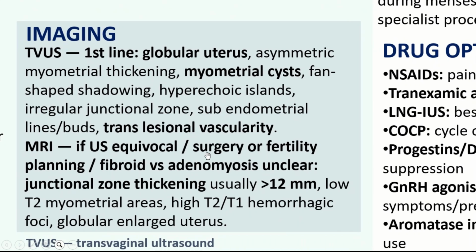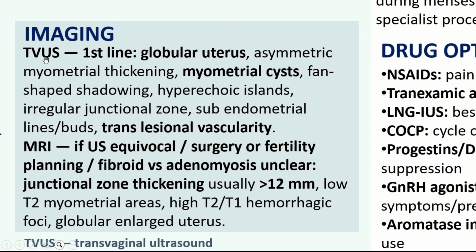When you look at the imaging, the transvaginal ultrasound is the first line, and when you do this, you're going to find a globular uterus and asymmetric myometrial thickening. So you're going to see areas of thickening of the myometrium. You're going to see myometrial cysts. You're going to see fan-shaped shadowing and hyperechoic islands. These are small areas which are going to be hyperechoic within the muscle. You're going to see an irregular junction zone and subendometrial lines. These are very important signs, and those are what you will look for to suspect adenomyosis.